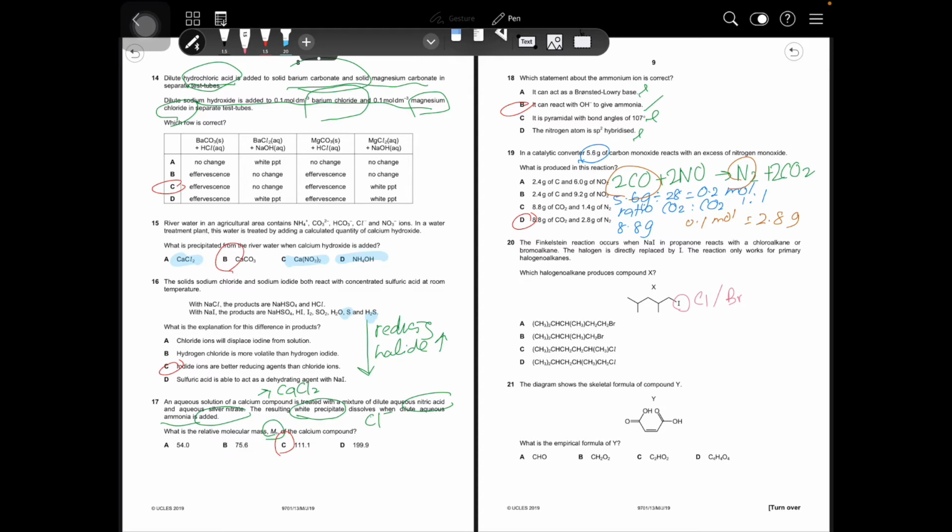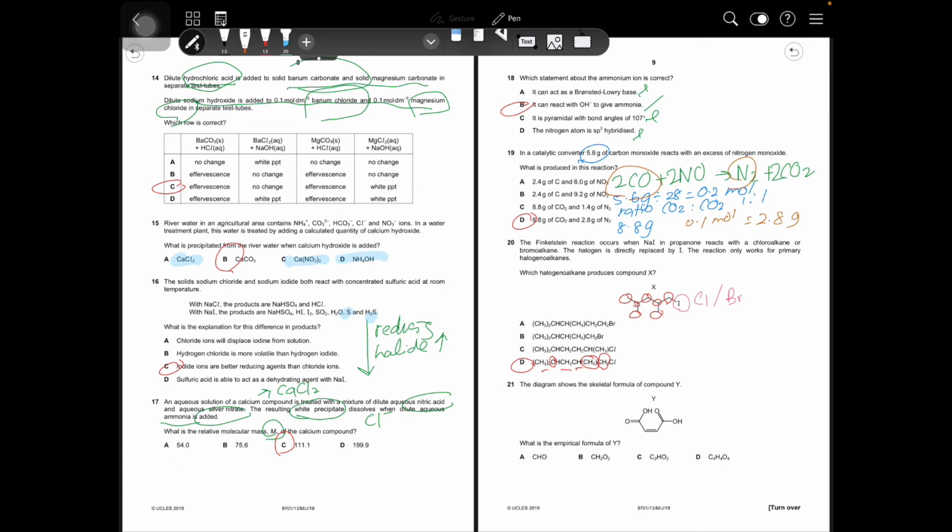The halogenoalkane that will produce compound X will be D, because you have CH3, CH3, so 2 CH3, which is this one, and then the CH part, this is a CH, and then you have CH2CH, so this is the CH2CH. We should have a substituent CH3 here, and then you have another CH2, this one, and the iodine is replaced with chlorine.